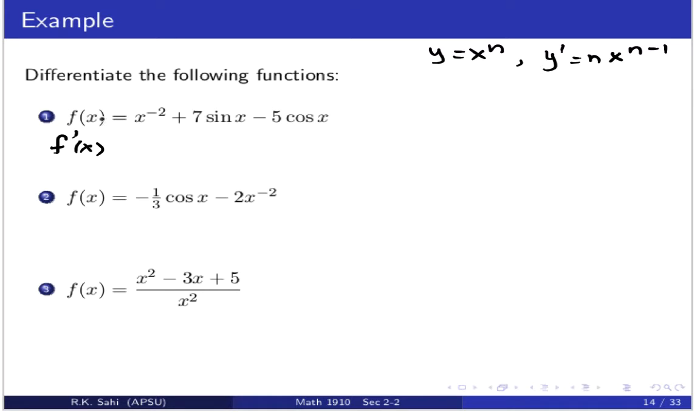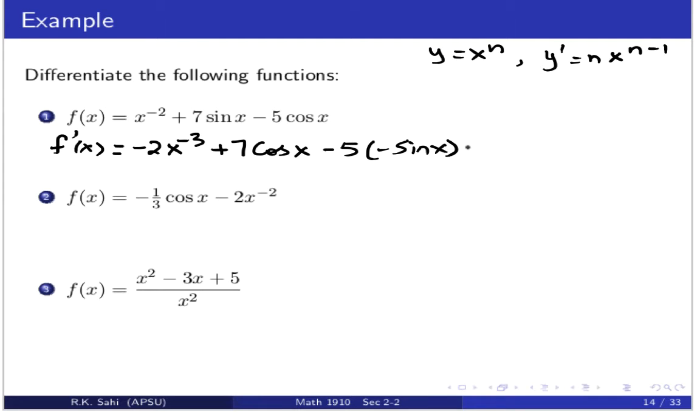So let's come back to the first example, the differential of f of x, which is f prime of x. Now this is a nice little expression in the proper form. So the differential is what? Minus 2x to the power minus 3, because minus 2 minus 1. 7 is a constant, you just pull that out and you take the differential of the sine, which is simply the cosine function. Now minus 5 is a constant, so minus 5 out, and the differential of cosine is a negative sine.